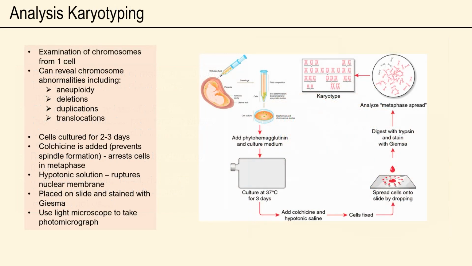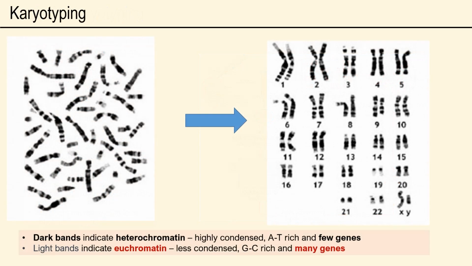The cells from an amniocentesis or chorionic villus sampling are karyotyped and can reveal aneuploidies, microdeletions, duplications, and translocations. In order to perform these tests, cells must be cultured for 2 to 3 days and are then arrested in metaphase by colcemid. The nuclear membranes are ruptured with the use of a hypertonic solution, and then the loose DNA is stained with Giemsa. And a photo is taken with a light microscope to reveal this.